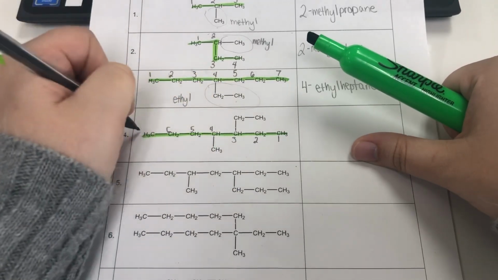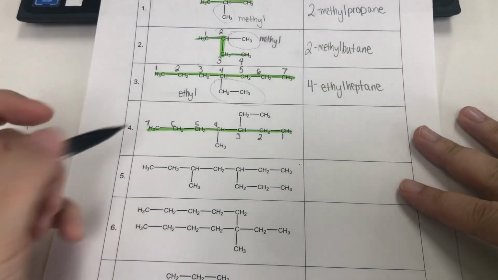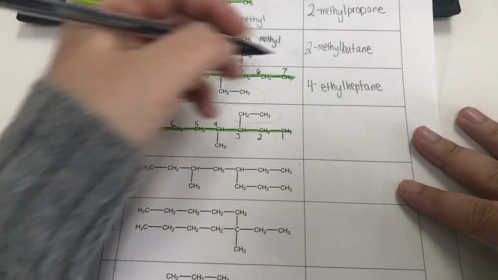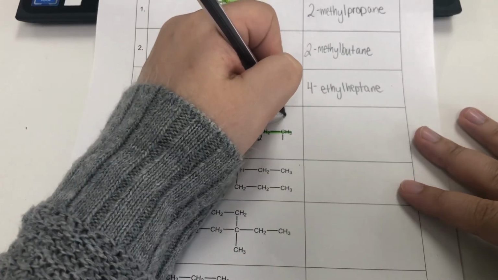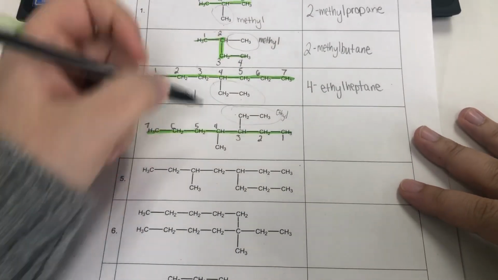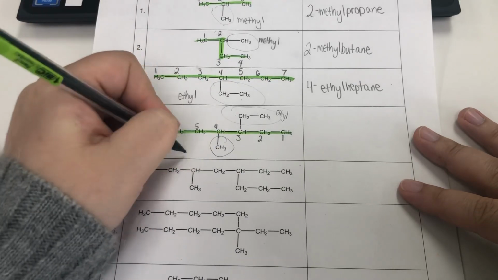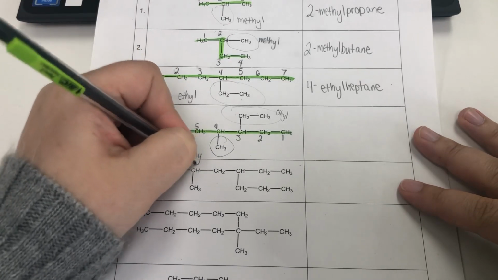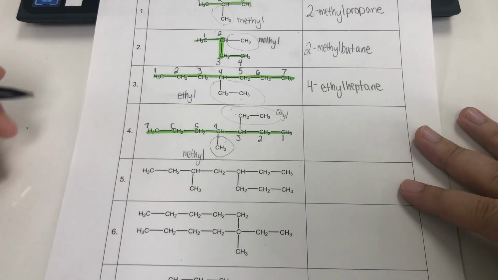5, 6, and 7. I got 2 side chains here. This side chain is an ethyl because it has 2 carbons. This side chain is a methyl because it has 1 carbon.